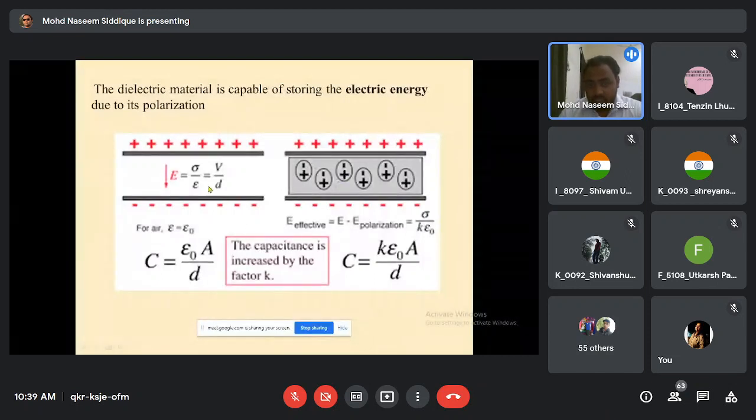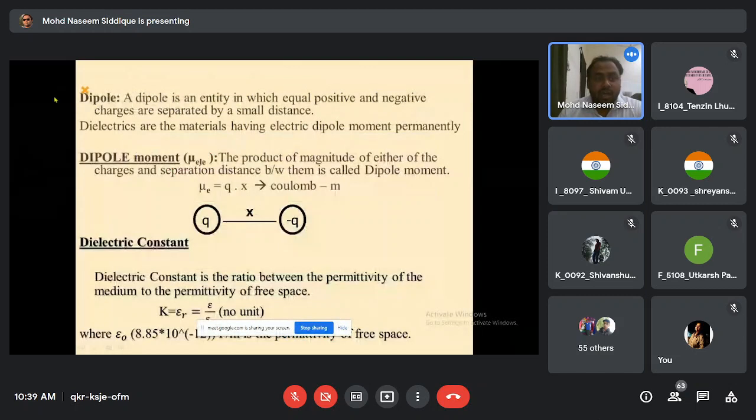So you can see here in this picture how we can increase the dielectric constant. Okay. Then in the next slide, these are the basic terminology of the dielectric material. What are the main factors that are responsible for the dielectric material? Okay. What is the dipole? Other is the dipole moment, and then the dielectric constant. Hope you are well aware about the dipole.